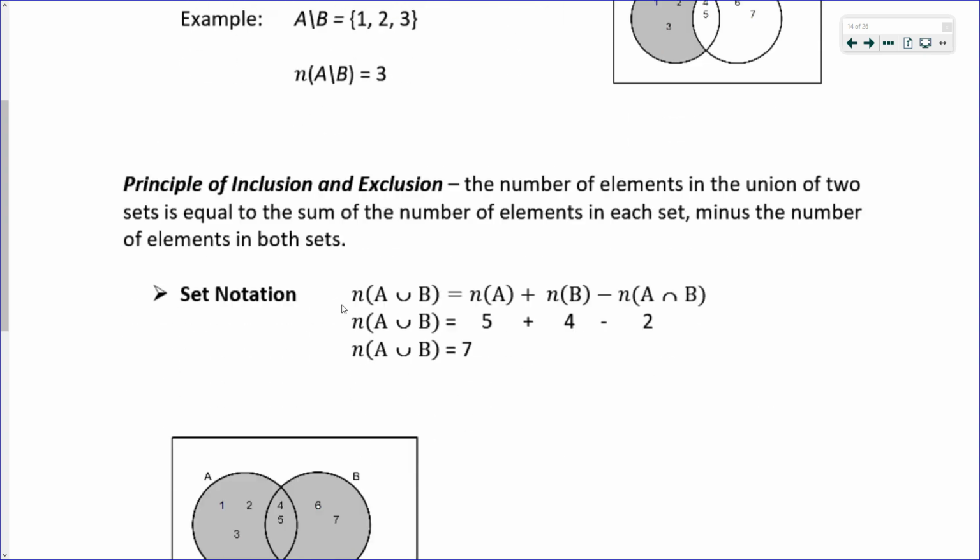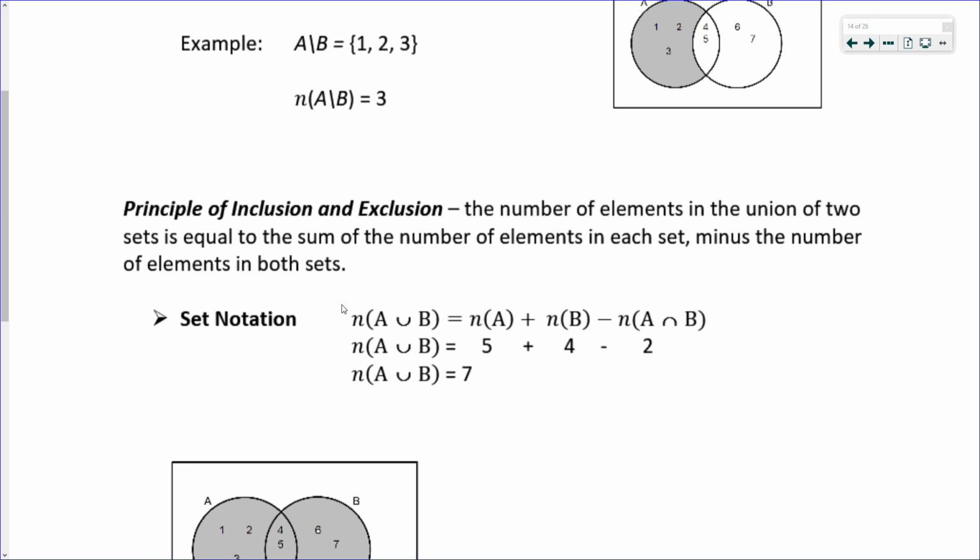We've used this already, but we're going to put an actual name to it. We have the principle of inclusion and exclusion. The number of elements in the union of two sets is equal to the sum of the number of elements in each set minus the number of elements in both sets.